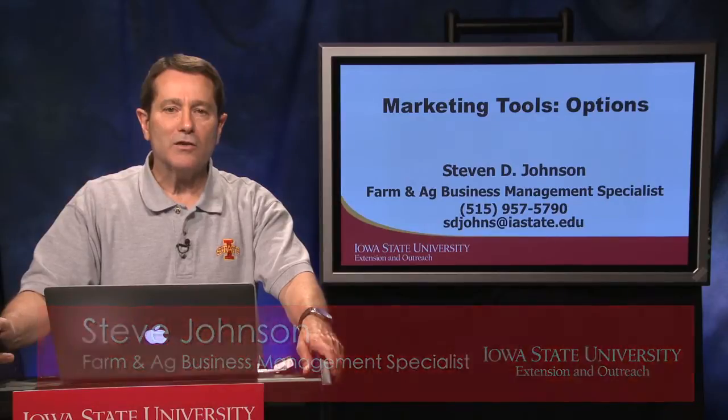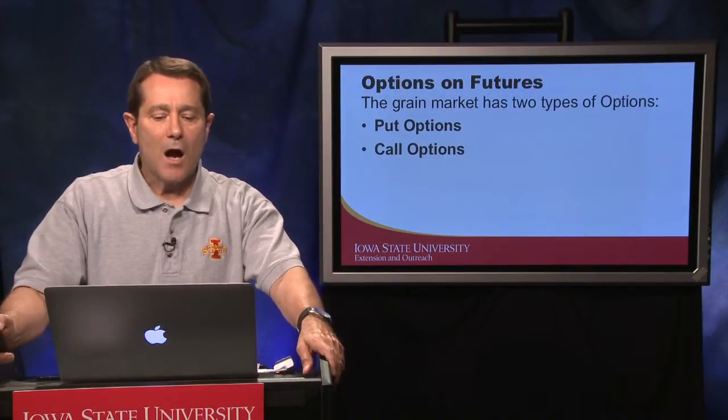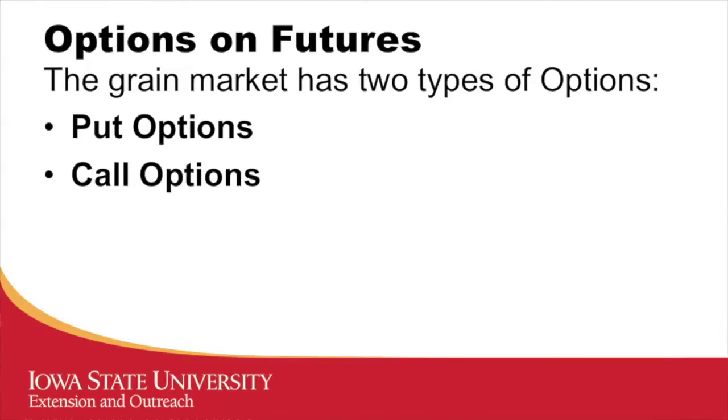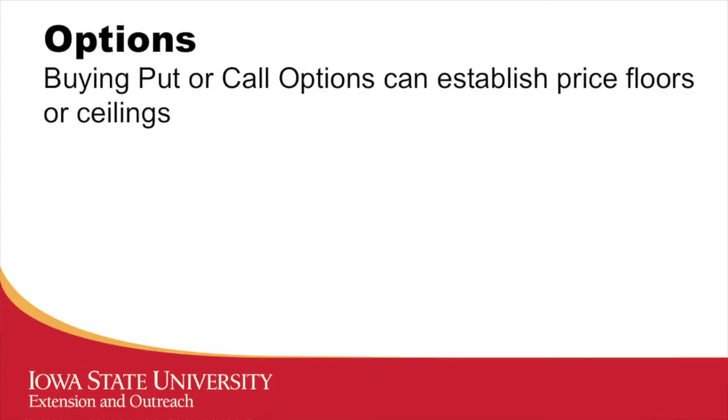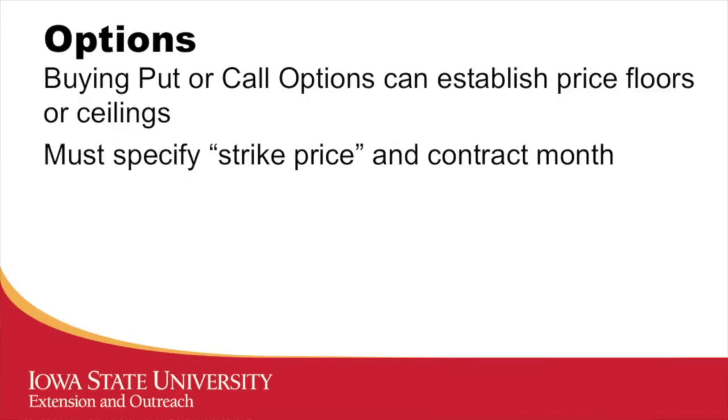Let's take a look at marketing tools, options. Options in the grain market are typically put options or call options. An option is the right, but not the obligation, to buy or sell an underlying futures contract. You can buy put or call options. You can establish price floors or price ceilings. You must specify a strike price and a futures contract month.